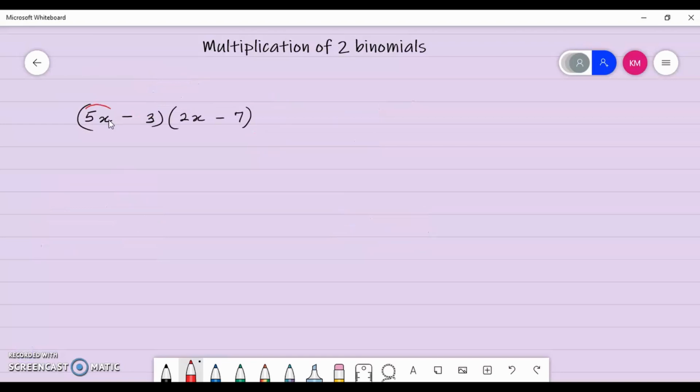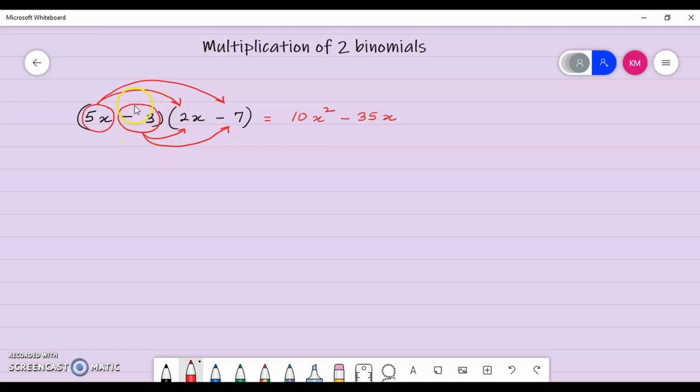So I take that first term and I multiply it by each one of those terms in my second binomial. Then I'm going to take this term and multiply it by each one of those terms in my second binomial. So I'm going to get 5x multiplied by 2x. That gives 10x squared. 5x multiplied by negative 7 gives negative 35x.